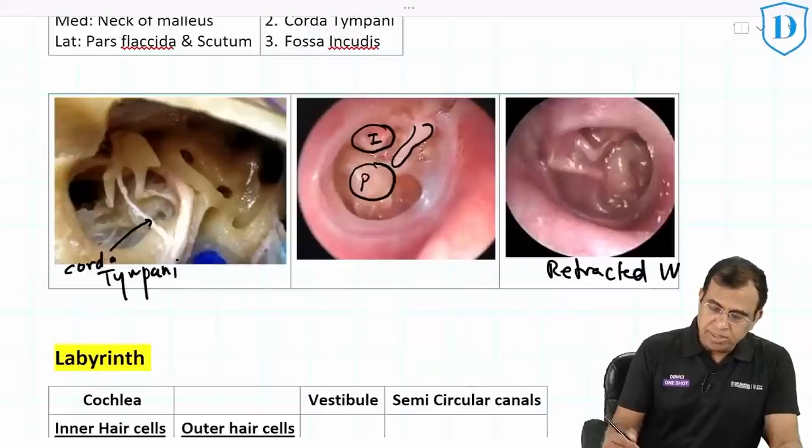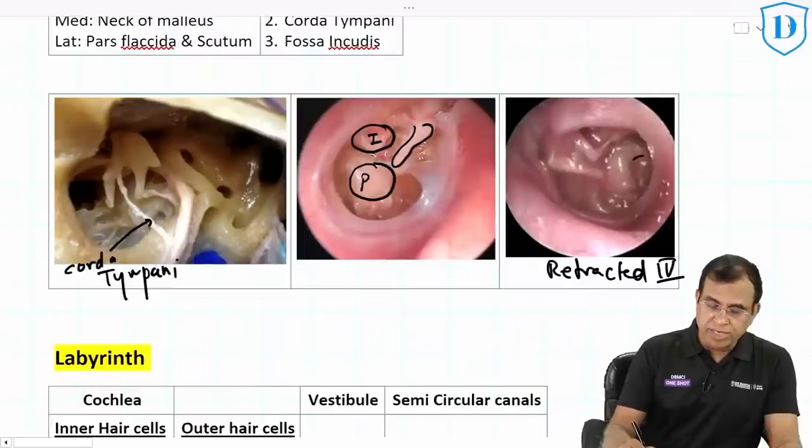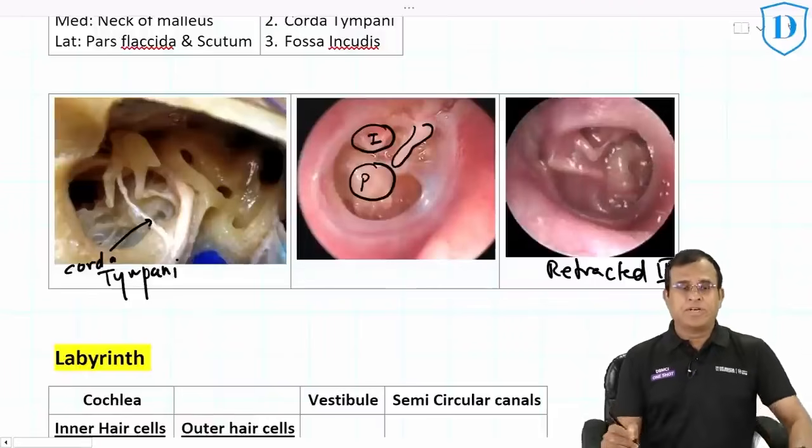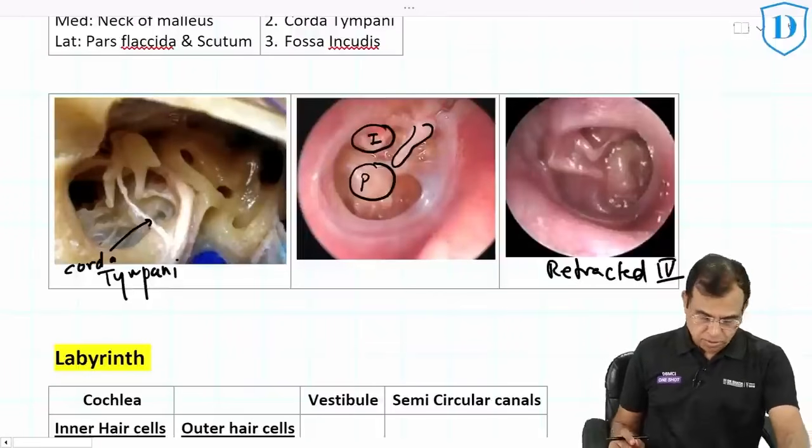This is how a retracted tympanic membrane may look. Usually this is grade 4 retraction. This is your promontory. How do I know it is grade 4? In grade 4, the promontory can be seen entirely. So this is the entire grade 4 of tympanic membrane retraction. Right.